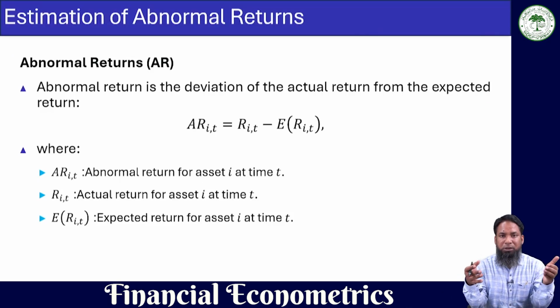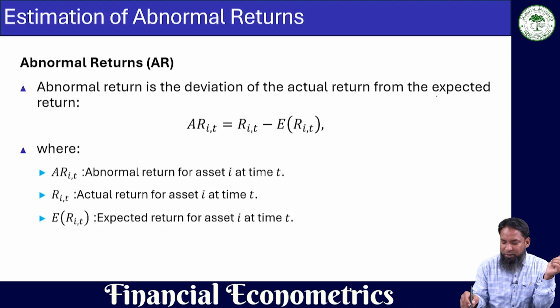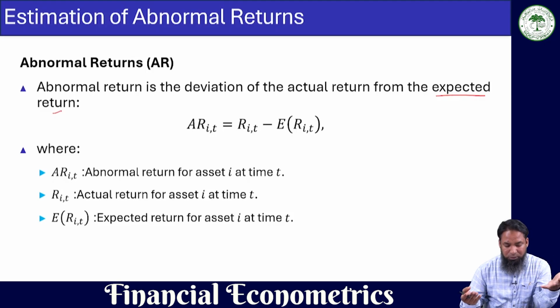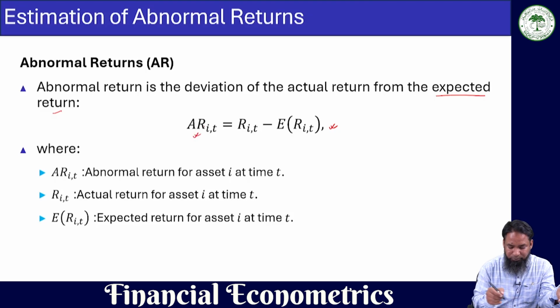So what is the abnormal return? Abnormal return is basically the deviation of the actual return from the expected return. Here the expected return is nothing but the normal return. So let us say this is the actual return of the asset i at time t, and this is the expected return of the asset i at time t. Then the difference between the actual return and the expected return is the abnormal return.